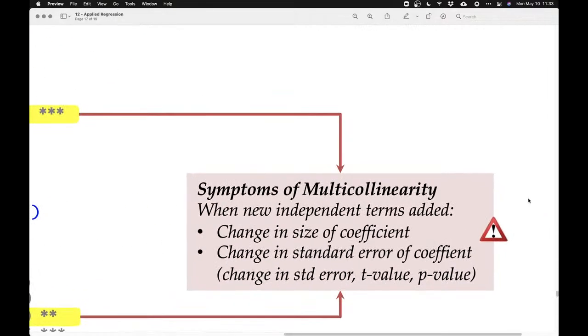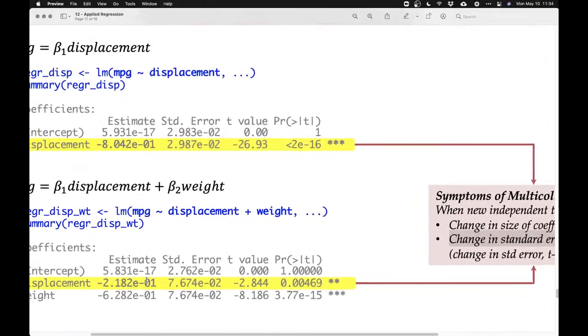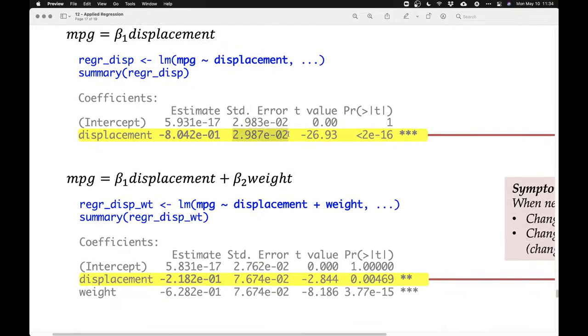A typical symptom of multicollinearity is when you add a new independent variable to the regression and the coefficients of other variables change. If you're adding variables to your regression and coefficients are changing, that's a symptom of multicollinearity. Regression is saying, oh, I suddenly have a new variable that has a similar explanation as another variable, I better split the credit between them. And the other symptom is your standard errors change. As you saw here, the standard error got inflated about 3 times. It went from about 0.03 to about 0.07, more than 3 times inflated. So these are the symptoms of multicollinearity.